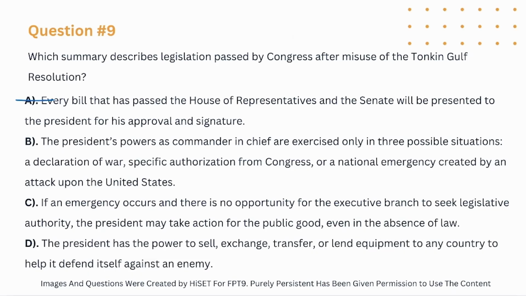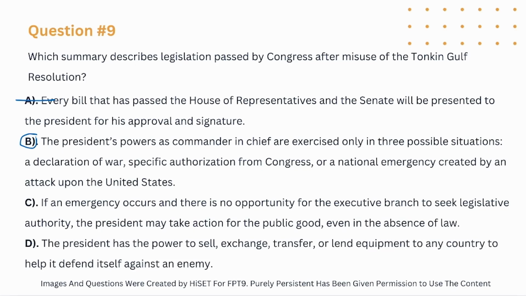Okay, B. The president's powers as commander-in-chief are exercised in only 3 possible situations: a declaration of war, a specific authorization from Congress, or a national emergency created by an attack upon the United States. That is actually the answer here. And hopefully, based on the other questions we've gone over, you were able to get this one right.